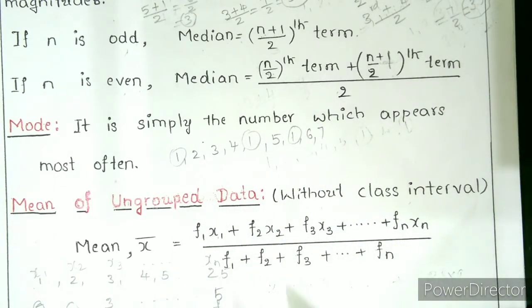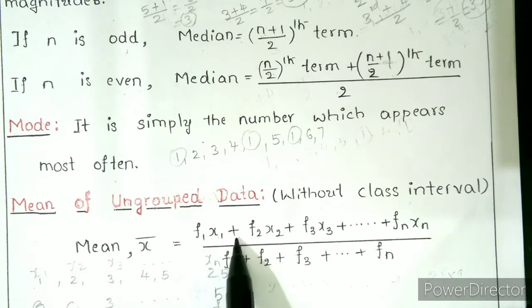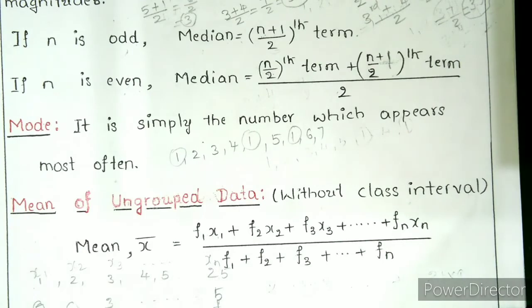So understood? So mean x bar equals f1 x1 plus f2 x2 plus f3 x3 plus so on up to fn xn, divided by f1 plus f2 plus f3 plus so on up to fn. So f1, f2, f3, fn is the total number of observations. If you add, that is the total number of observations.